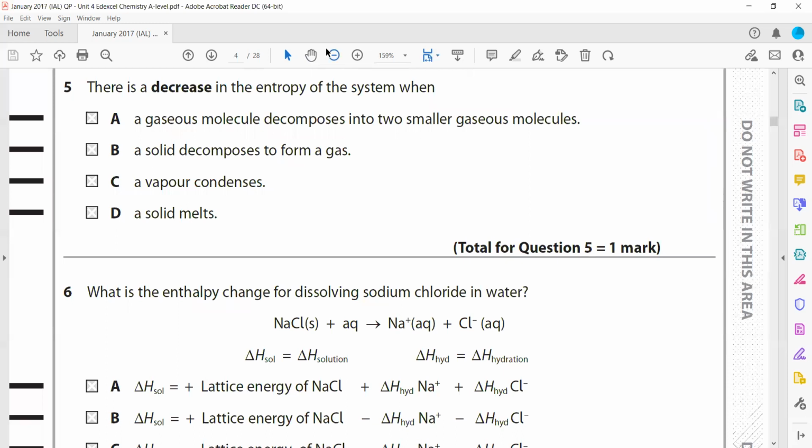There is a decrease in entropy of the system. When entropy is decreasing, it means the particles should come close to each other. Yeah, that's right. So C will be the right answer. The vapors are condensing.